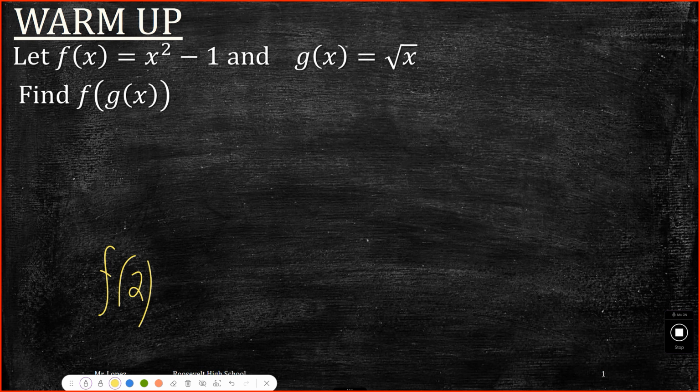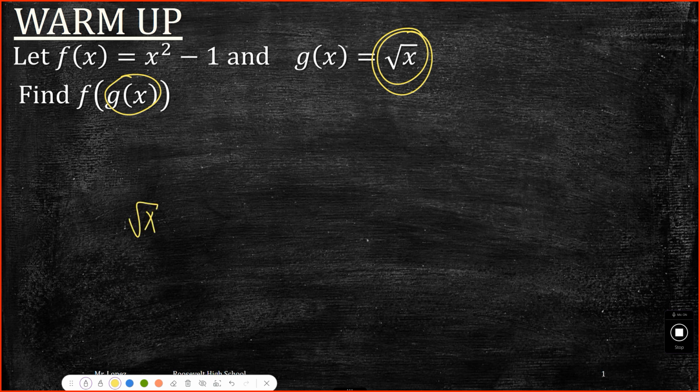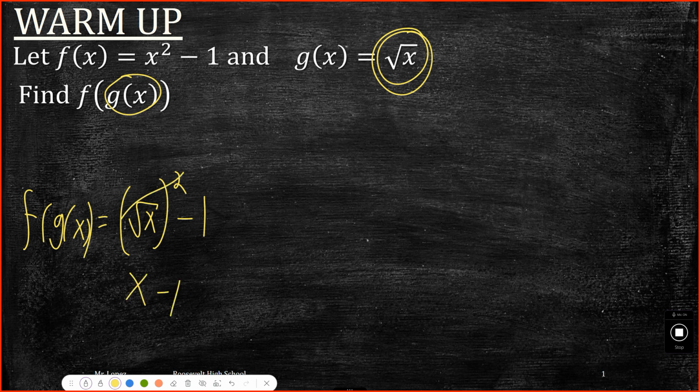But we're not inputting a numerical value. We're inputting a whole function. It's going to eat the whole function. So g of x represents x. Wherever you see an x, you're going to substitute in g of x. So you're inputting this in for every x. So that would be square root of x, you're squaring it, minus 1. And that would be f composite g of x. It cancels out. The answer is x minus 1.